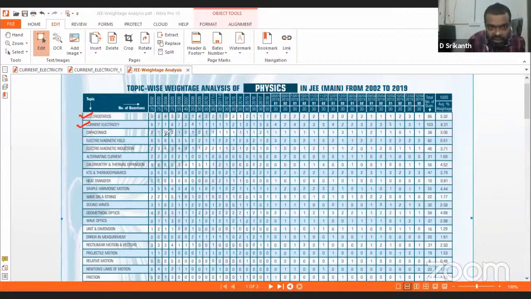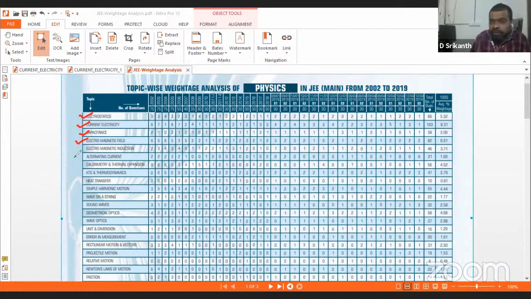And even in capacitance, you can see 2 times they didn't ask, and here 3. And in the magnetic field, that is the magnetic effects of current, every time they are asking. And in electromagnetic induction, 4 times, 5, 6. I can say magnetic effects of current comes every year, whereas for EMI, you need to keep it among the second round chapters.